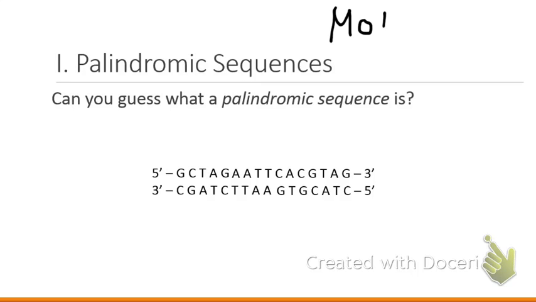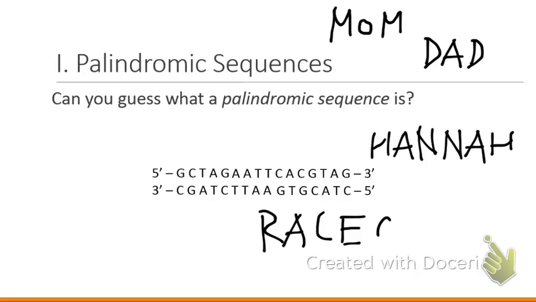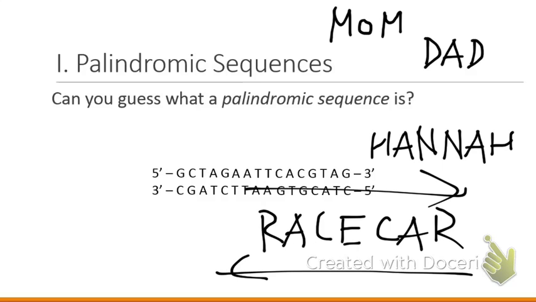Mom is a palindrome. Okay. Dad is also a palindrome. Hannah, with an H on the end, is also a palindrome. Race car is also a palindrome. Can you guys figure out what a palindrome is now? When the front meets the back, right? It's the same way of reading it, multi-direction. So if you read it this way, it's race car. If you read it this way, it's race car. These are palindromes.